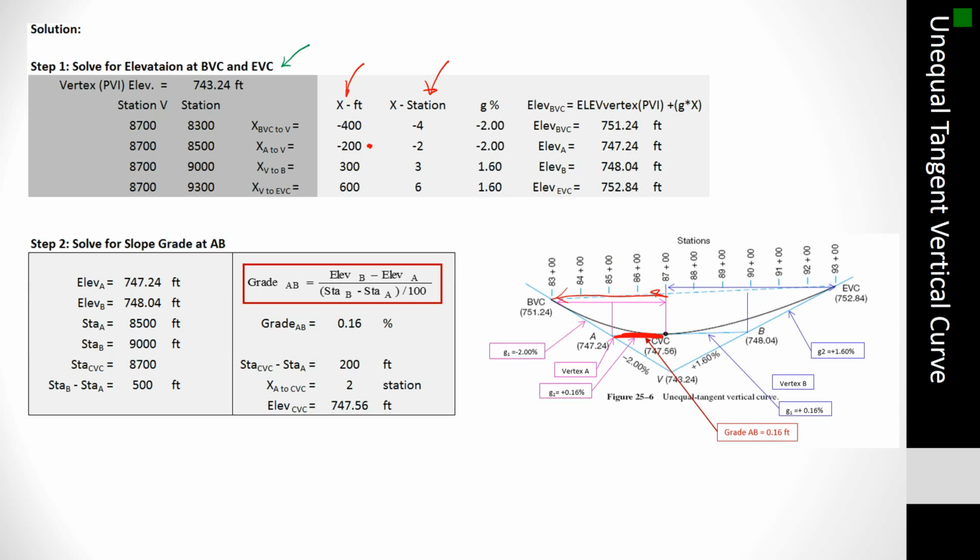The distance between the vertex to station B is going to be here to here, which is going to be 300 feet. Remember, the L1 is 400 feet and L2 is 600 feet. So from the vertex to the end, to the EVC, is your 600 feet. So instead of doing feet, we do stations, so we're just dividing by 100 to get our value. So we have 4, 2, 3, and 6.